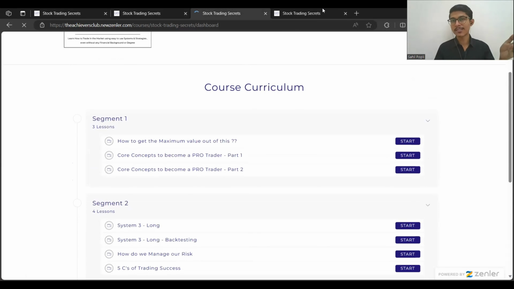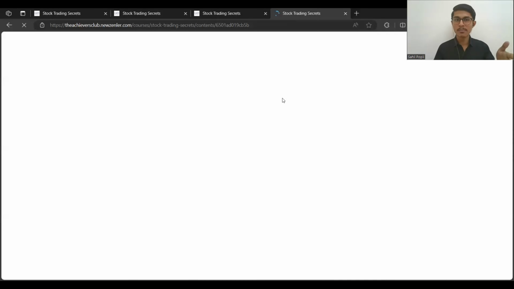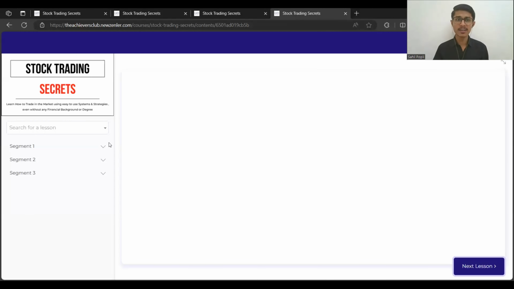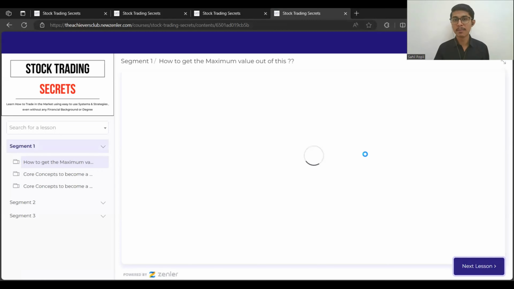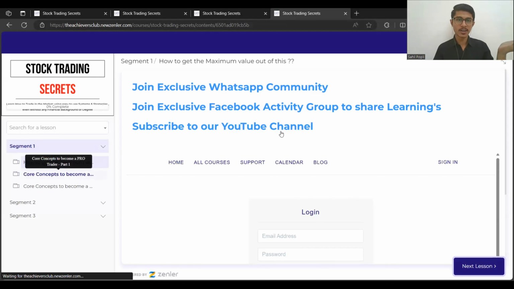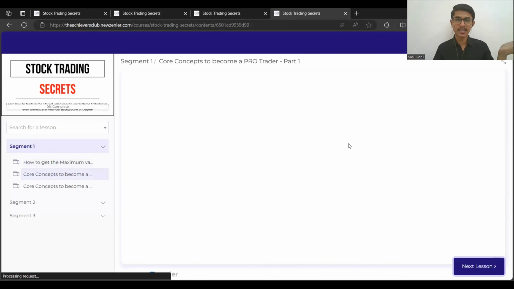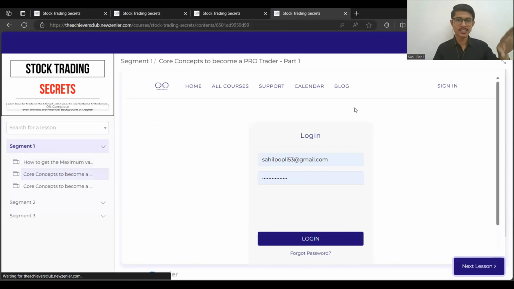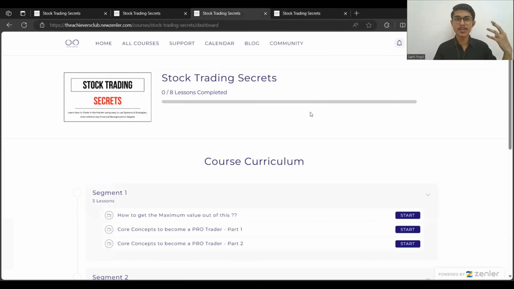Once you tap on the start button, you'll be able to see a proper learning management system. You can consider it a membership site where you will be able to get all these videos. Right now, the login is not yet done. So once you log in, you'll be able to see every single video, and you'll be able to go through all the concepts which I've shared with you right now.